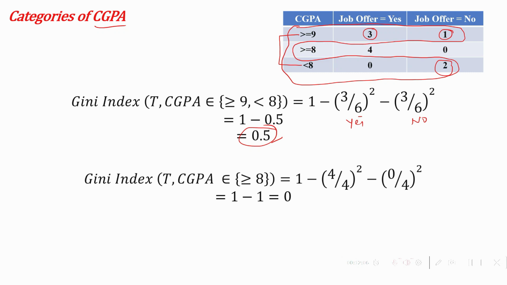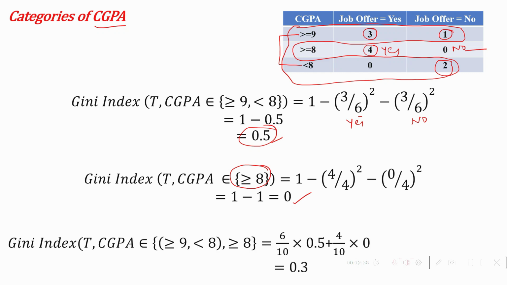And then we also find out the corresponding Gini index with respect to target variable CGPA belonging to greater than or equal to 8. Here the number of elements in greater than or equal to 8 are 4. Out of 4 elements, all belong to yes only and 0 belong to no. So that is equal to 1 minus (4/4)² minus (0/4)², that is 1 minus 1, equal to 0. So we are finding each subset's Gini index values.